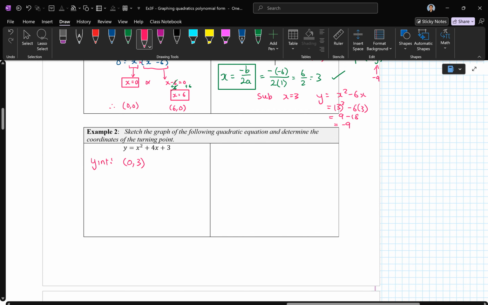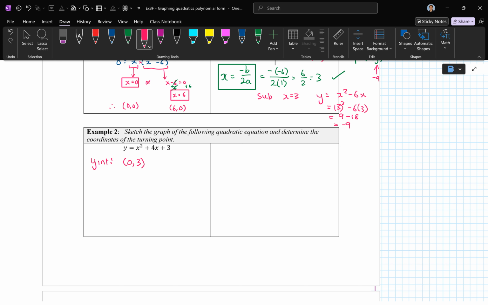Next one. You can find the turning point or the x-intercept depending on your strengths here. For me, I think the x-intercept will be easy because you can factorize this quicker. X-intercept. You don't know what x is, but you know that y has to be 0. So you're trying to solve 0 equals x squared plus 4x plus 3. You're going back to exercise 3C.